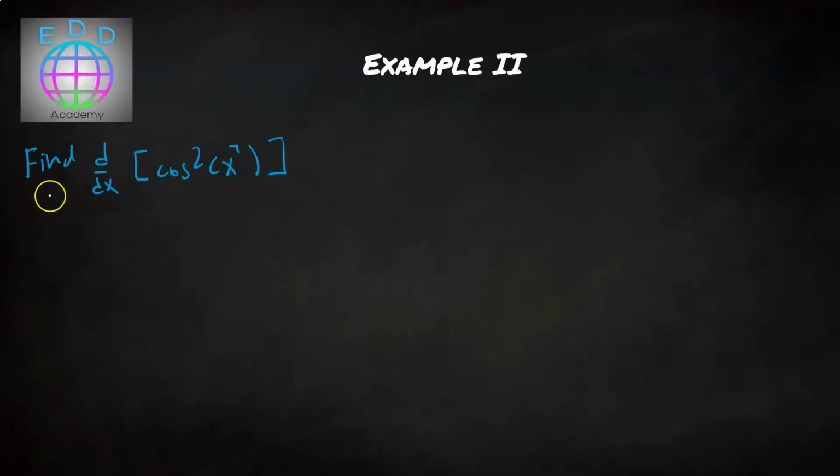Taking a look at example 2, which asks us to find the derivative of cosine squared of x to the 7th. This is another combination of rules, but in this case, we're using the chain rule. And it looks like the chain rule 2 times. 2 cases just like last time.